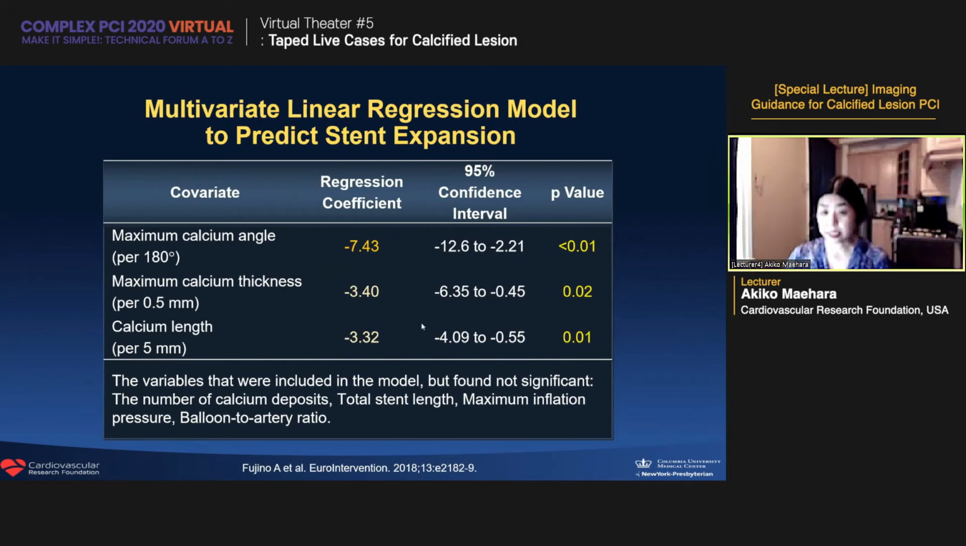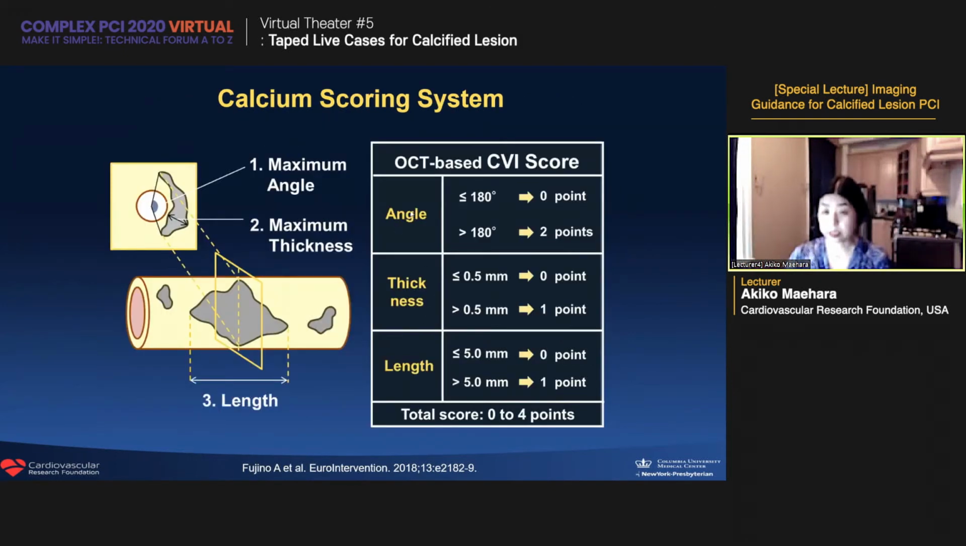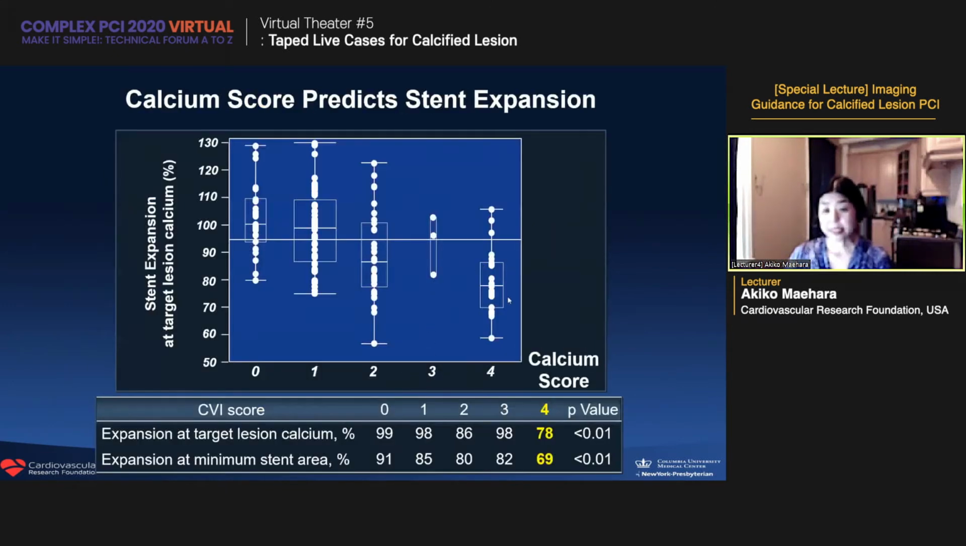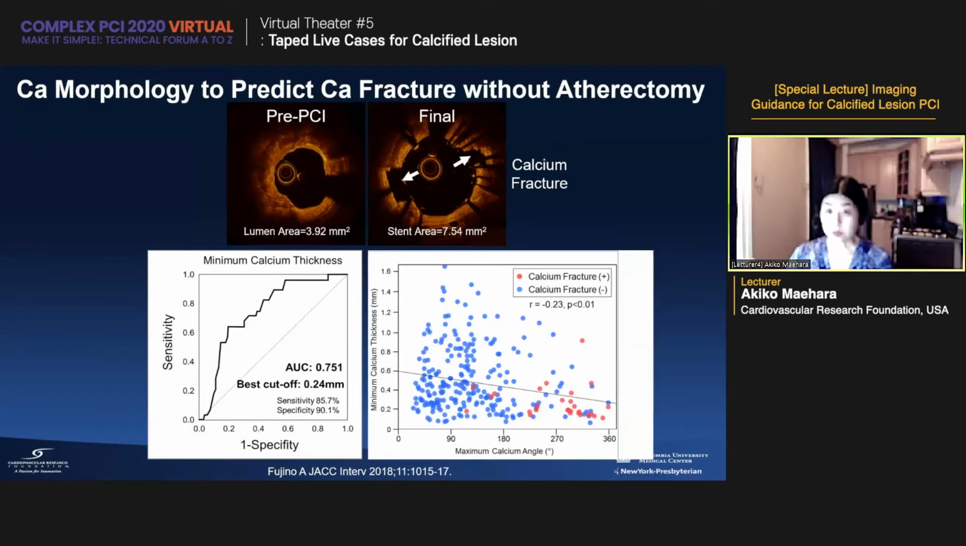So based on this regression coefficient, we developed the score, and the smallest is 0 and highest is 4. All of these components are important. This is a summary based on the validation cohort. And if you have the score 4, they have the poor expansion. But we have to understand what is the key to make a good stent expansion in the severely calcified lesion.